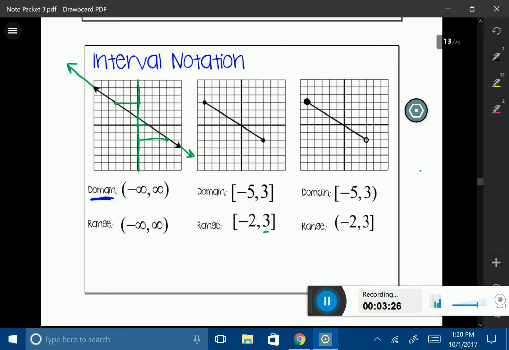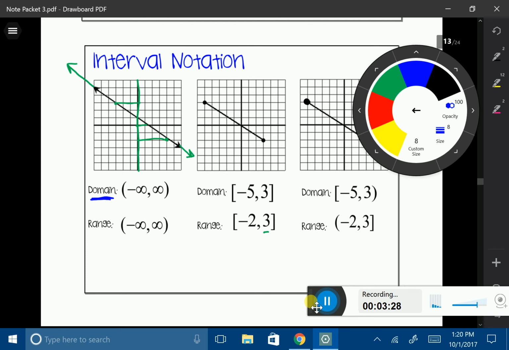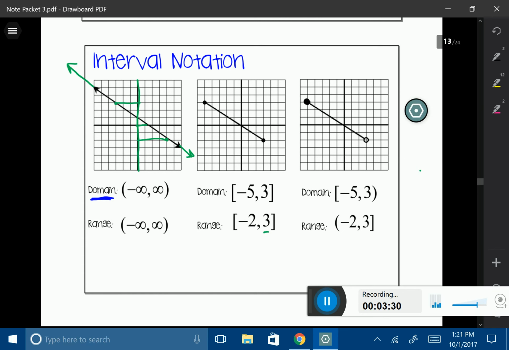Okay, let me show you a different example now, because as I progress through these examples, you're able to see all of these different types of domain and ranges. On the next function, you can see that I have a line, but I have two solid dots at each end. If I were to look at my domain, you can see that my domain is going to end at this point right here, and it's also going to end at this point right here.